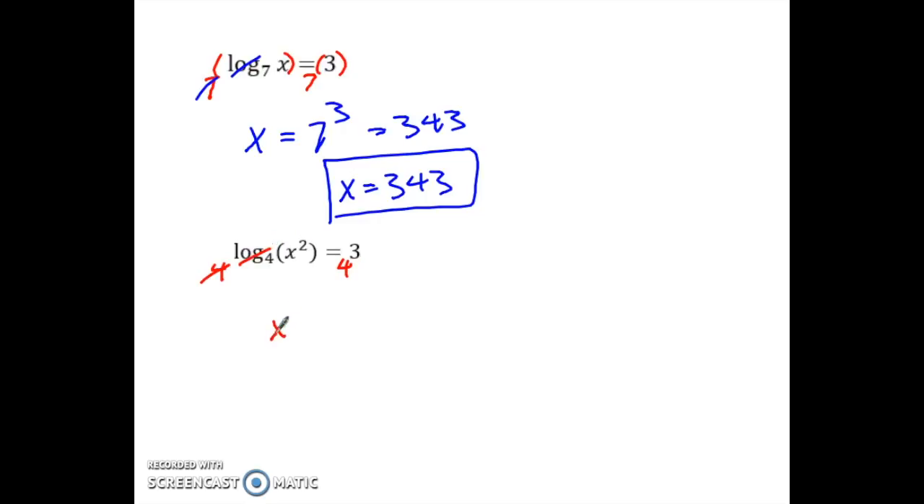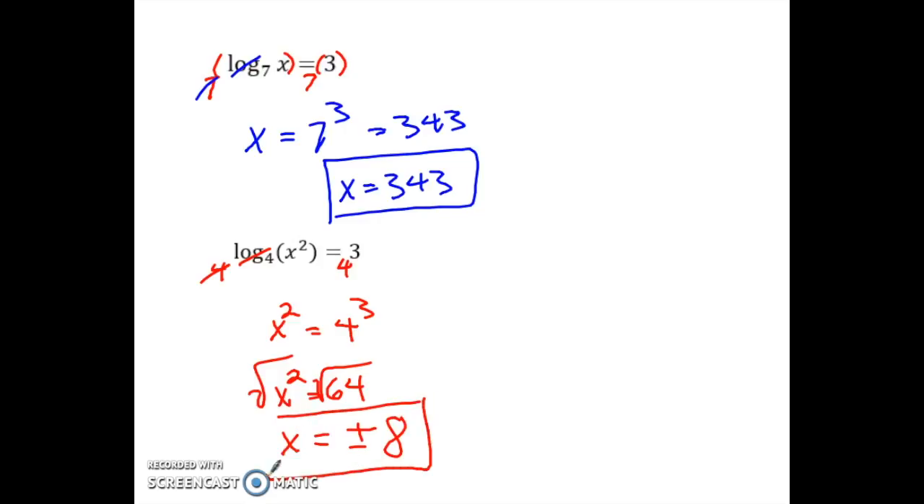We're left with x squared is equal to 4 cubed. And in this case, we know that 4 cubed is going to be equal to 64. And we can continue solving this just by taking the square root. Whenever we take the square root, we have a plus or minus. x is equal to plus or minus 8. Make sure you have that plus or minus there.